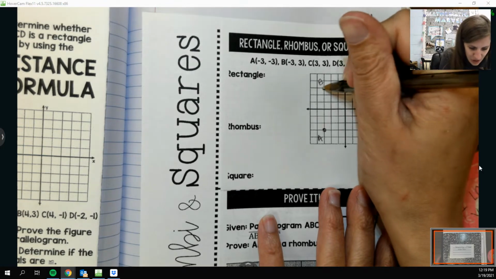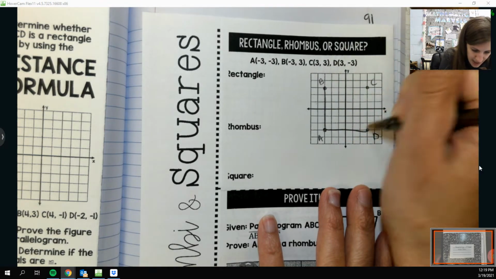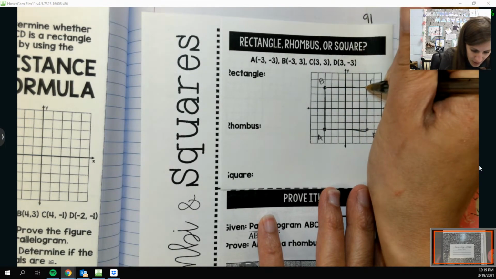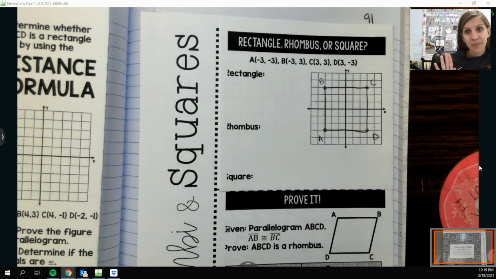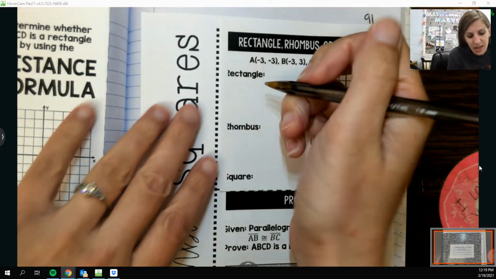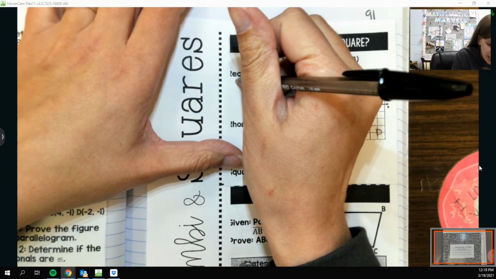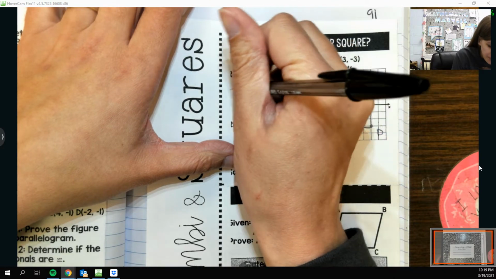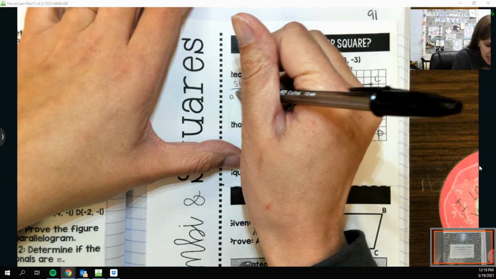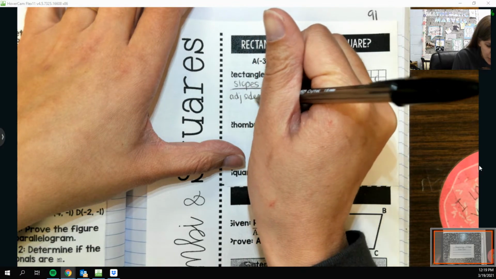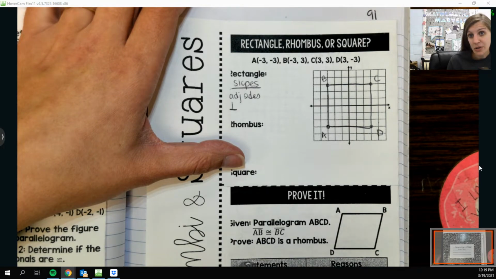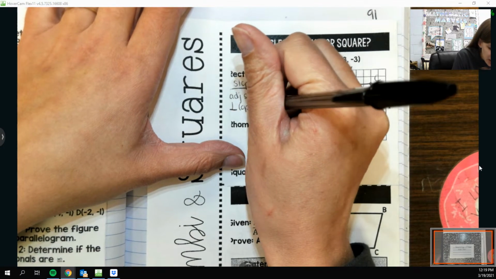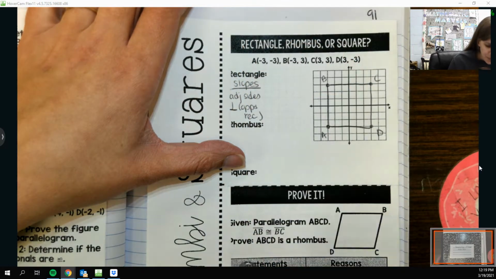Well, I mean, that little cutie right there sure looks like a square, but the way that I can know for sure, or rule things out, is to find all the slopes and all the lengths. The reason I want to find the slopes is because if I have adjacent sides perpendicular, then that means they're 90. And perpendicular slopes are opposite and reciprocal slopes.